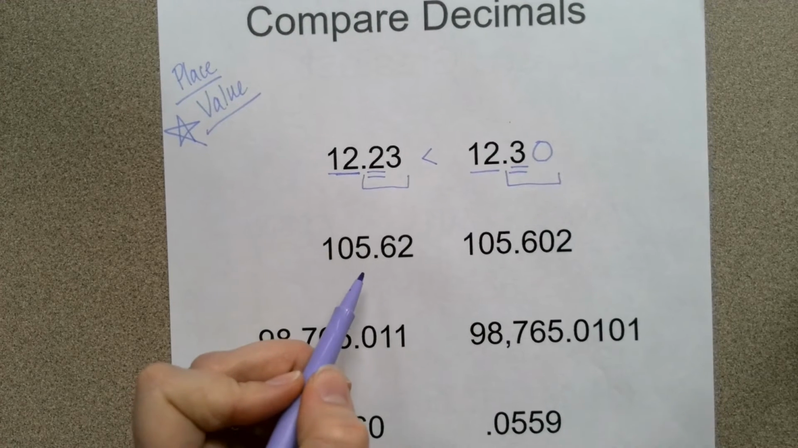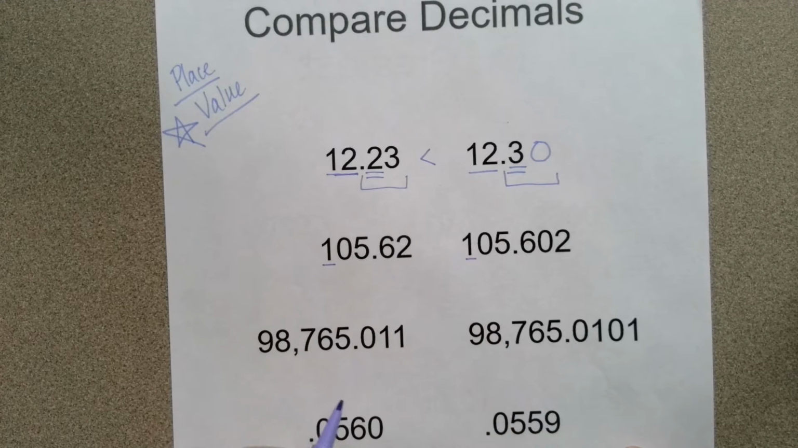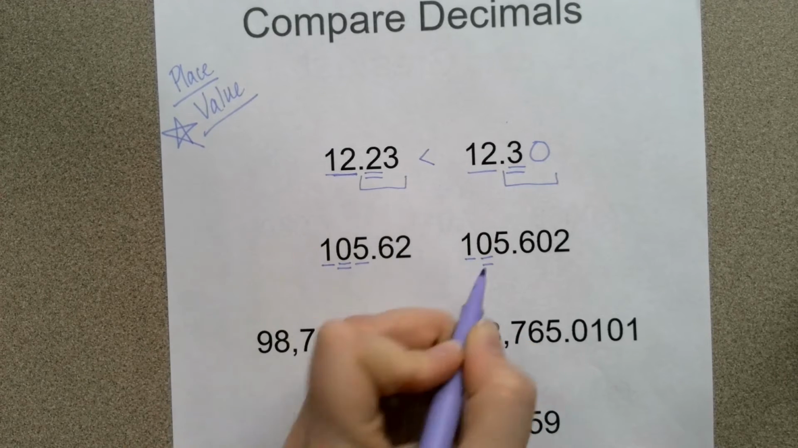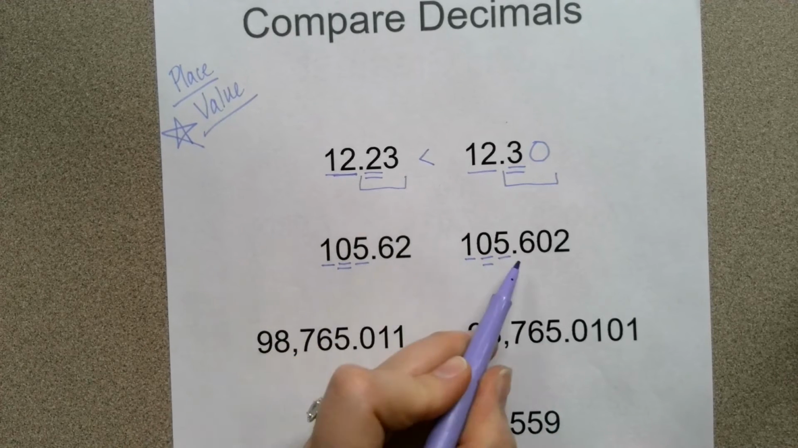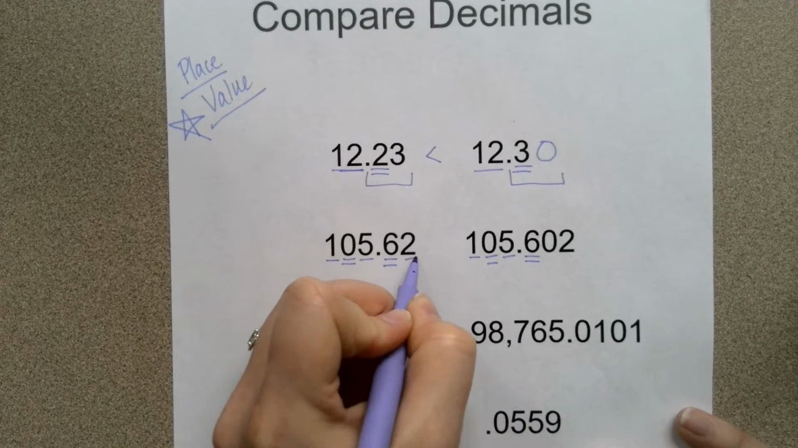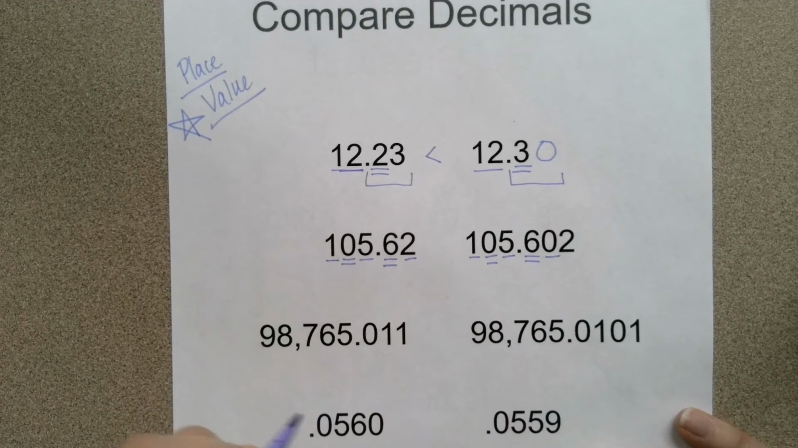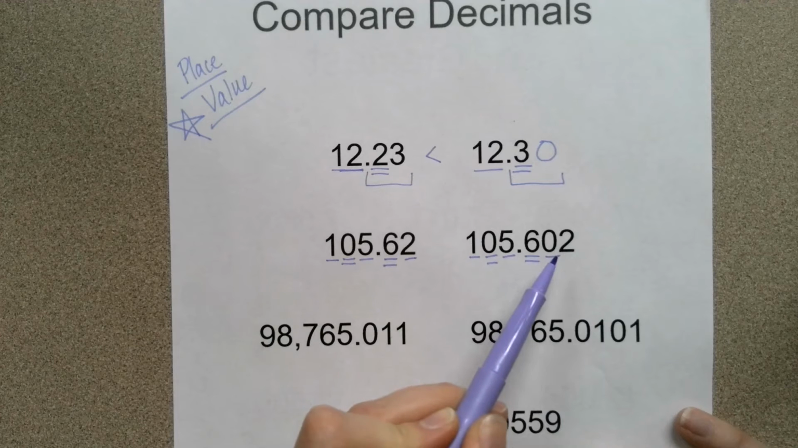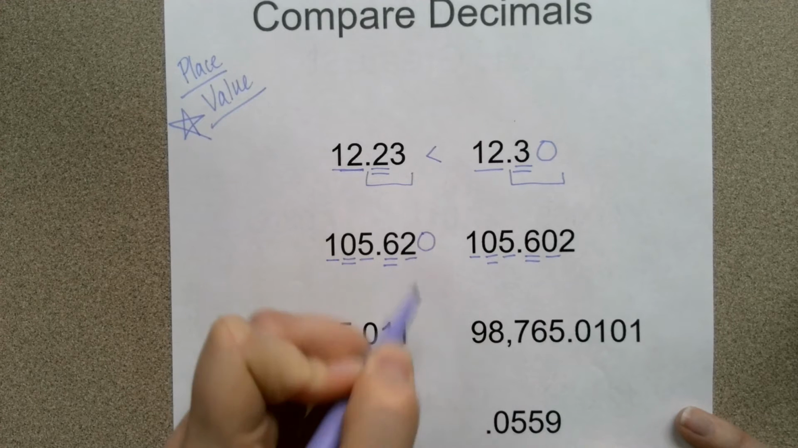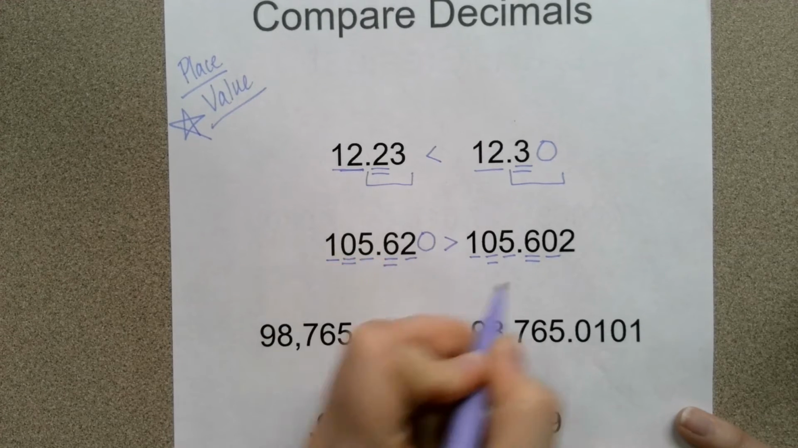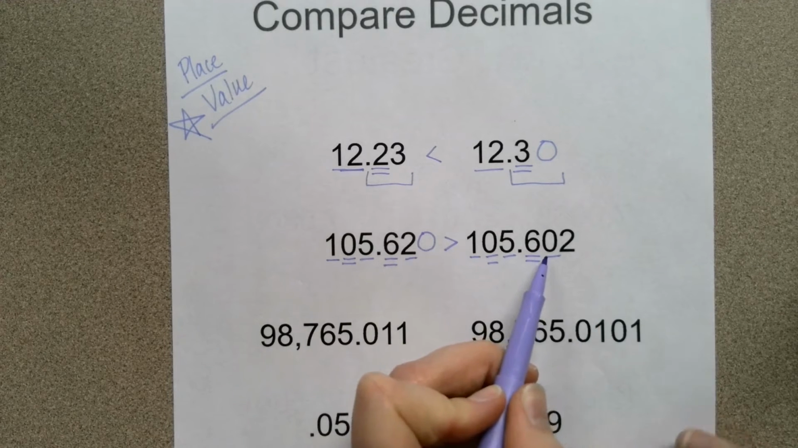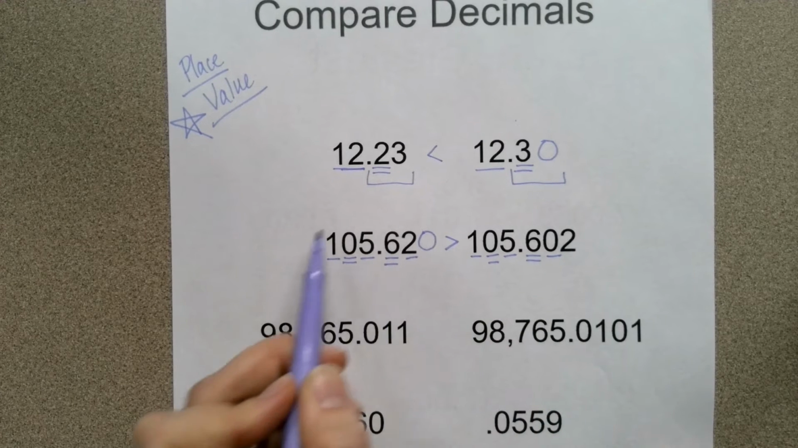We can use that same strategy for the next one. In the hundreds place, they both have a 1. In the tens place, they both have a 0. In the ones place, they both have a 5. Then it's the decimal. In the tenths place, they both are 6s. And then in the hundredths place, we see a difference. One of them is a 2, one of them is a 0. 2 is greater than 0, so 62 or 620 is going to be greater than 60 or 602. Because the 2 is greater than the 0 and they are in the same place value, our first one's going to be greater.